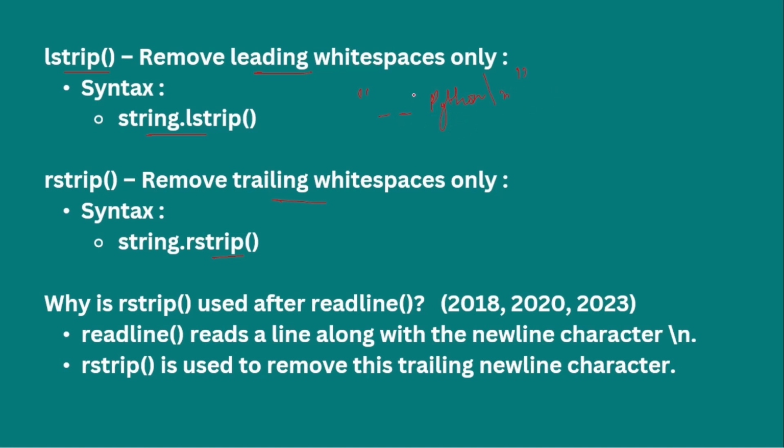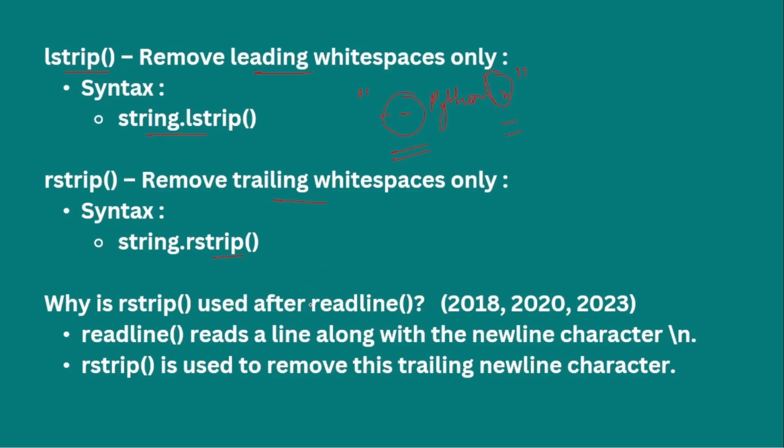Strip will remove these spaces and this new line character. What will lstrip do? Lstrip will remove only these spaces. What will rstrip do? Rstrip would remove only this new line character, and because there is no additional space here, it will only remove this. Okay, so that is how it works.